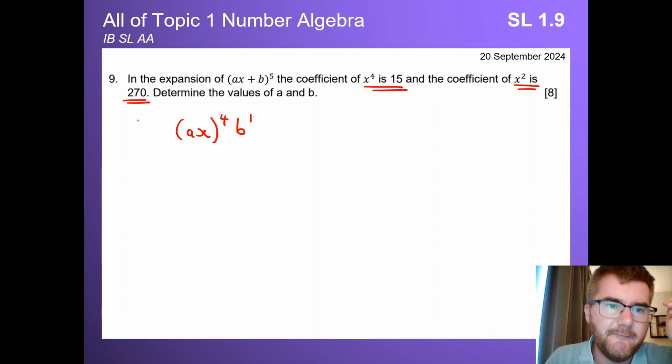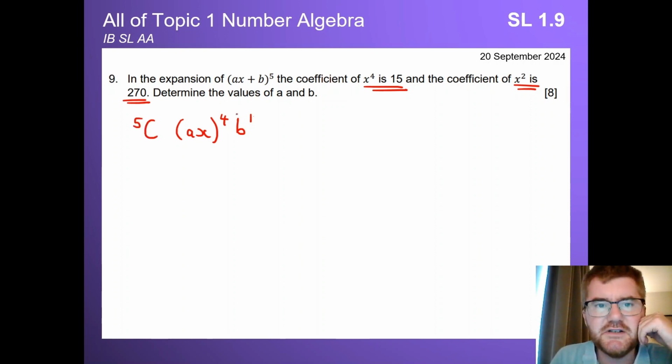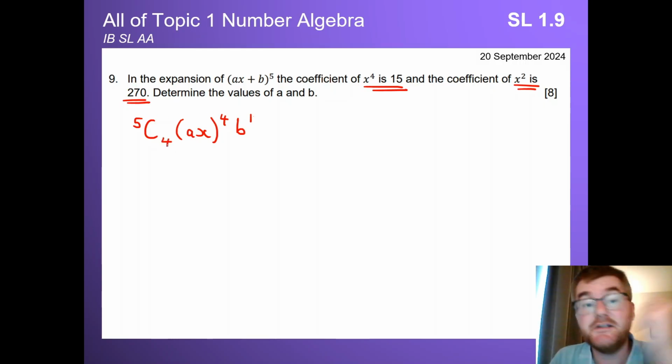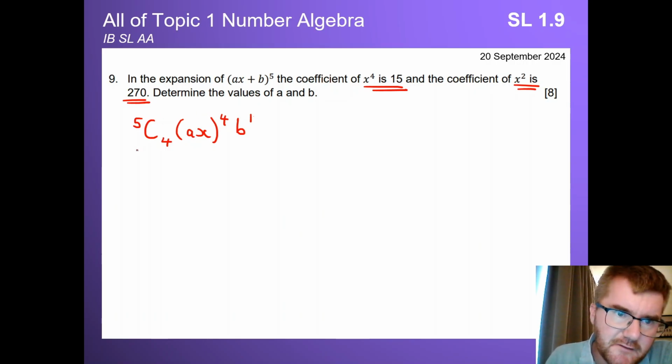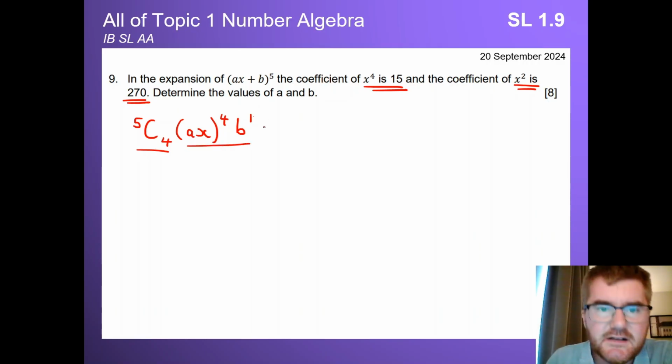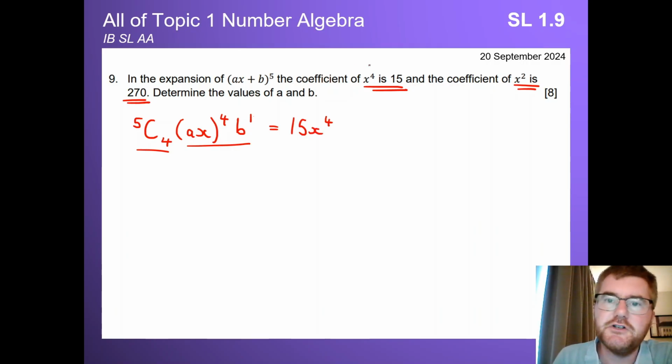Well, it always starts with 5 because there's 5 to choose from. We have 5C, and then we just have to work out, okay, which number are we looking at, 4 or 1. It doesn't actually matter, but we generally take the one next to the a, so we're looking for 5C4. So this coefficient, the 5C4 part, should add up then to 15x to the power of 4. That's what this question is essentially saying.